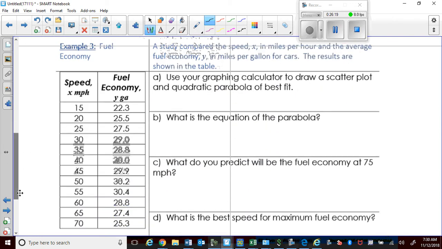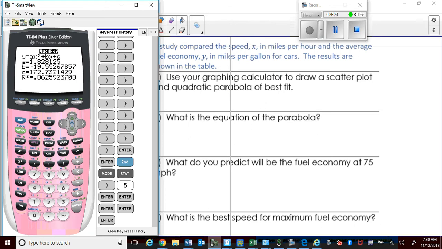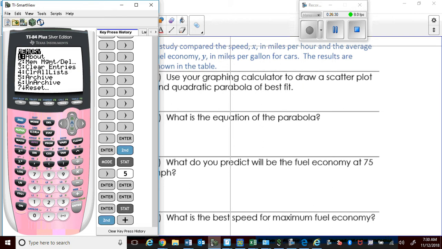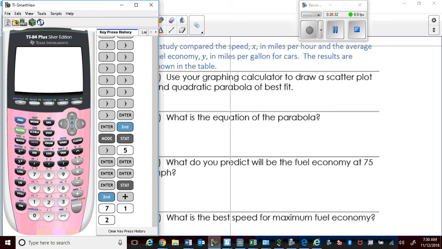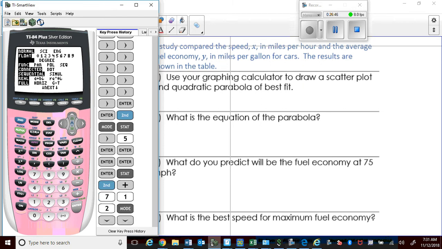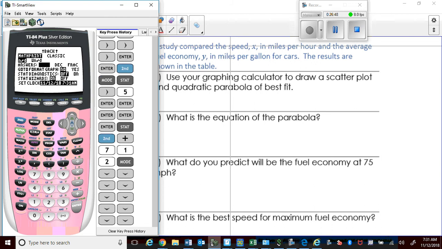So I know I have to reset my graphing calculator. All right? So while I'm doing it, I'll read through this. It says a study compared the speed X in miles per hour and the average fuel economy Y in miles per gallon for gas. The results are shown in the table. The first thing it asks us to do is to find the quadratic regression equation.